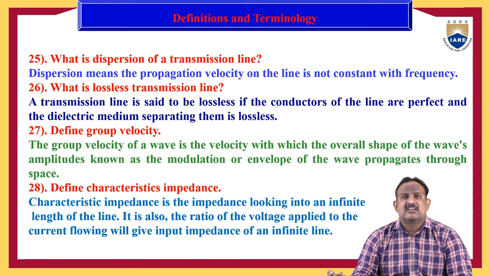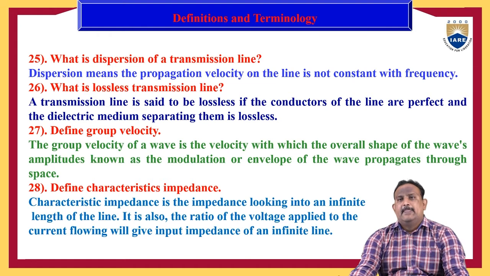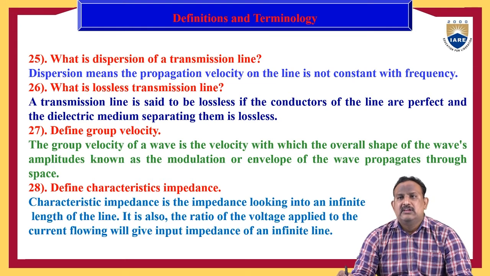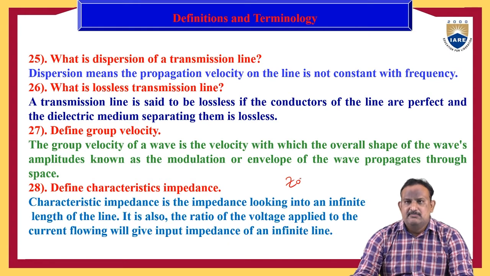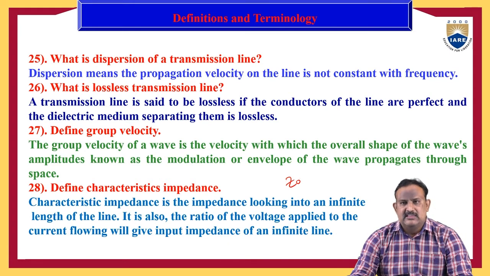So what is the lossless transmission line? A transmission line is said to be lossless if the conductors of the line are perfect and the dielectric medium separating them is lossless. Define group velocity. The group velocity of a wave is the velocity with which the overall shape of the wave's amplitudes, known as the modulation or envelope of the wave, propagates through space. Define characteristic impedance. The characteristic impedance, denoted as Z0, is the impedance looking into an infinite length of line.